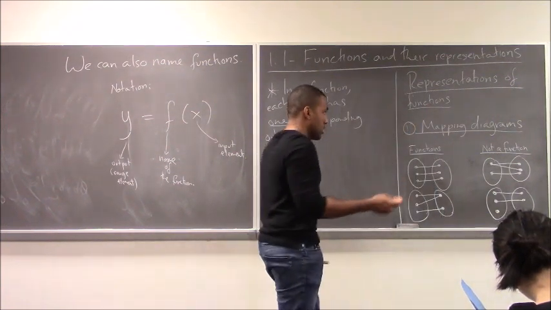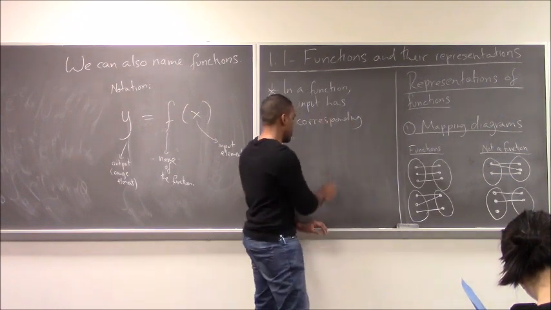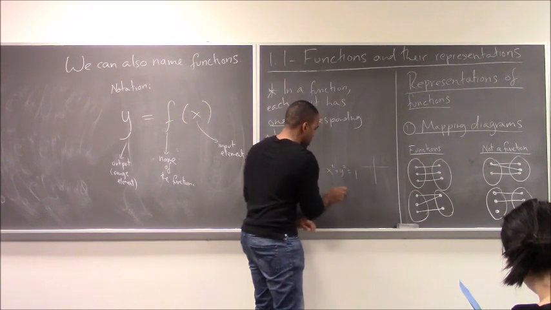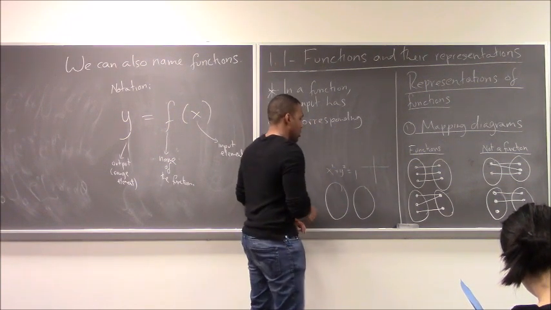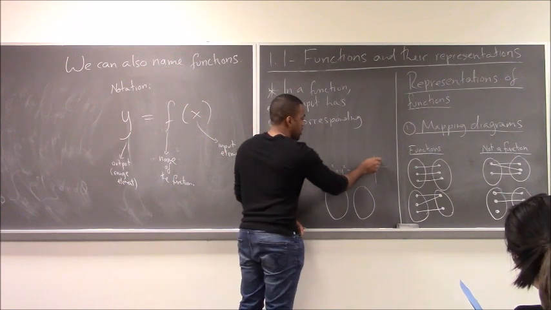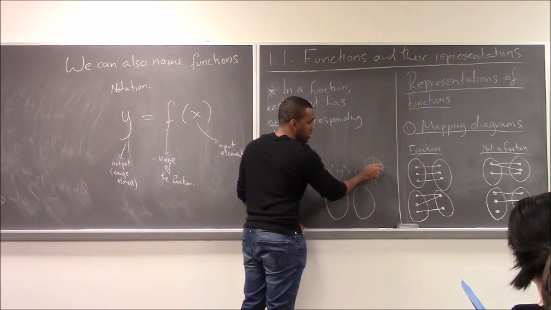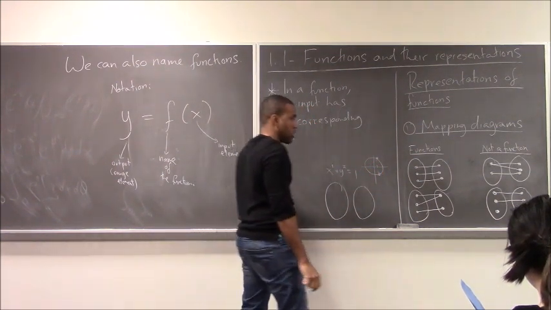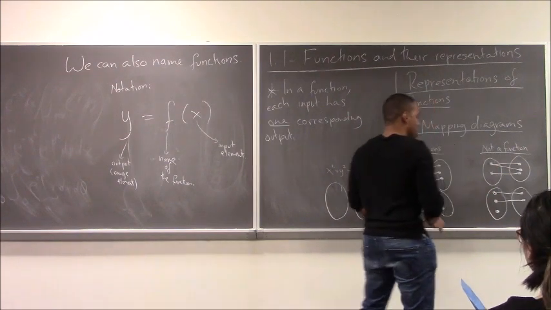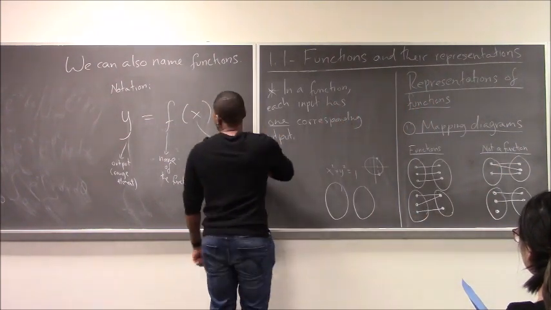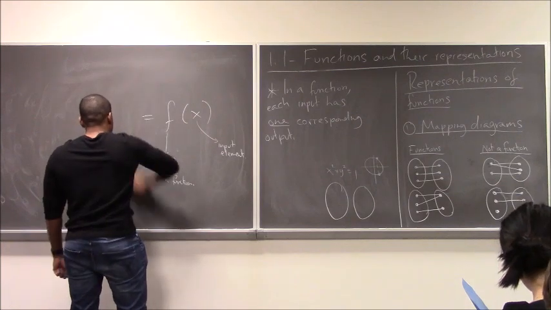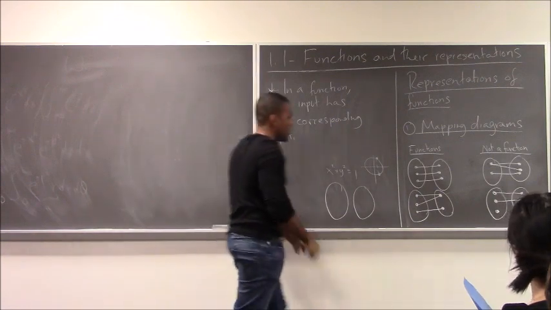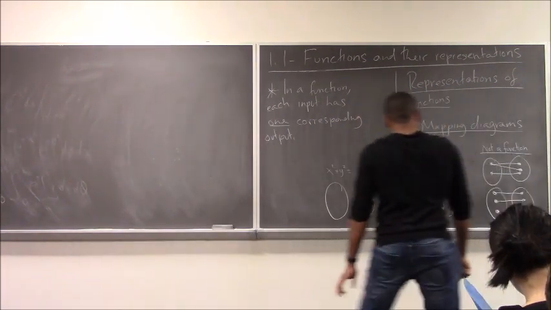And the reason why a circle is not a function, when I wrote down the circle, x squared plus y squared equals 1, is because I can have one x value giving me two y values. Okay? And that's a problem. So that's one way to represent a function, using a mapping diagram. Another way to represent a function.